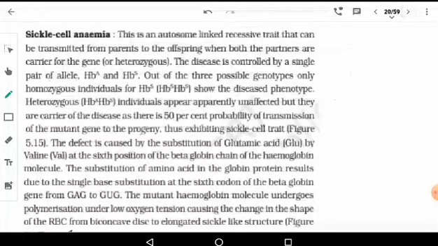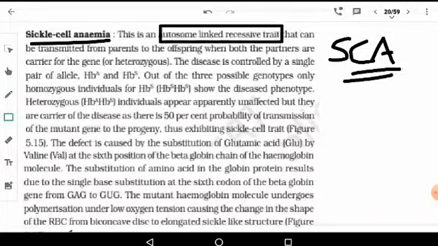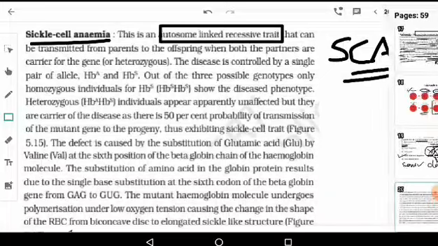Let's move to the second disease, that is sickle cell anemia. Sickle cell anemia is abbreviated as SCA. Now this is an autosome linked recessive trait. It's an autosome linked recessive trait that can be transmitted from the parents to the offspring when both partners are carriers for the gene, that is, heterozygous condition. So I'll take a blank slide to explain this better.